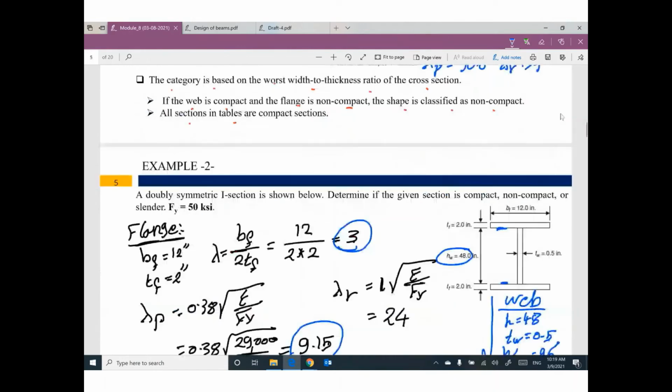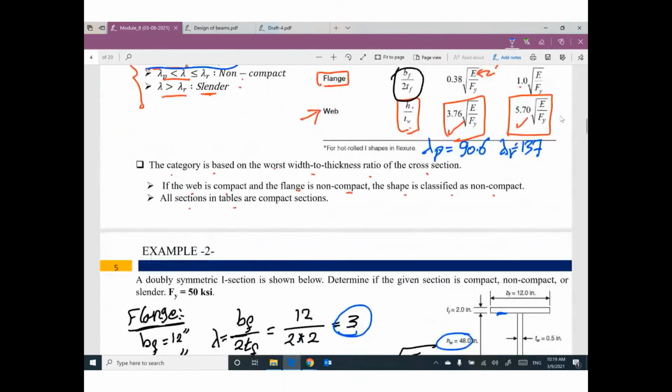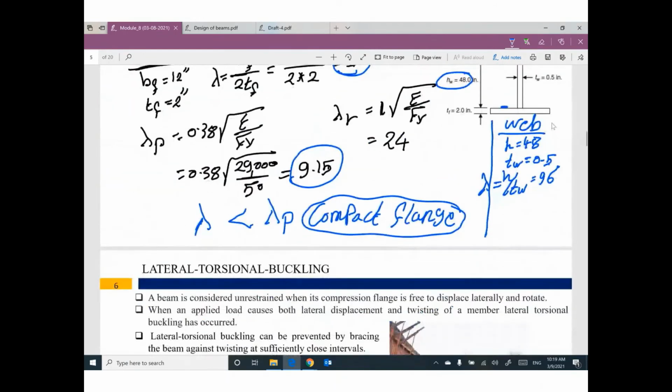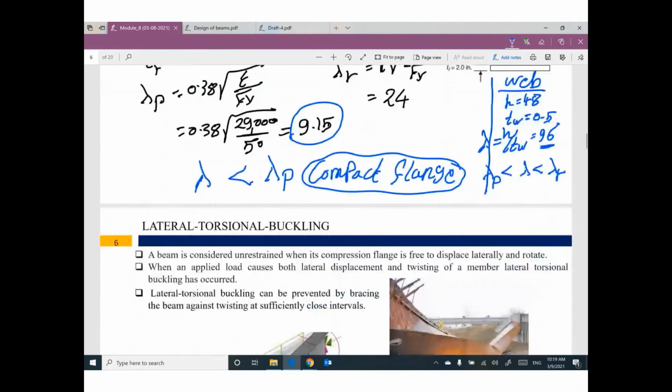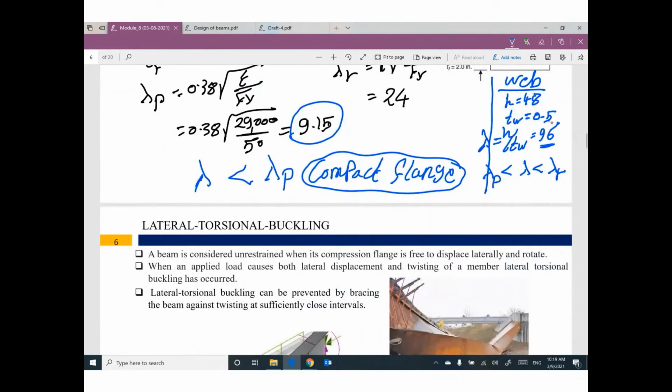So what do you think? Our value is 96. Lambda is greater than lambda plastic and smaller than lambda R, because 96 is between 90 and 137. So what do you think? Your web will be non-compact.